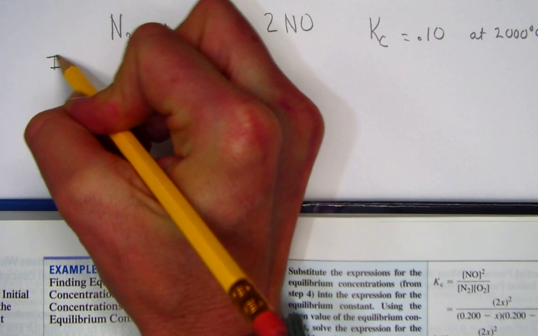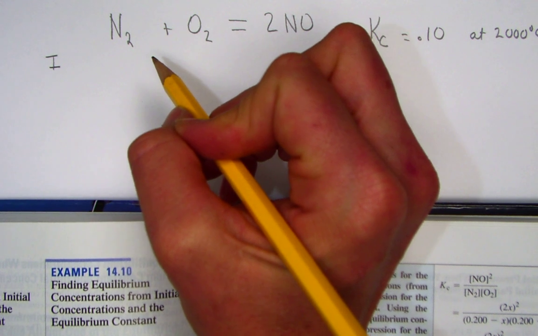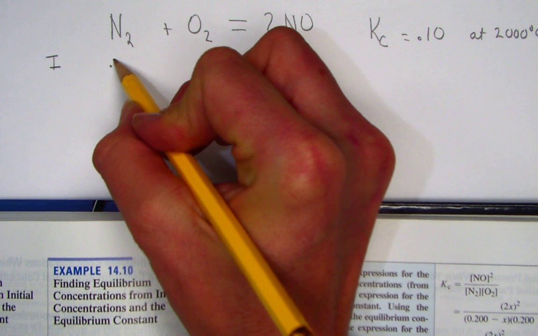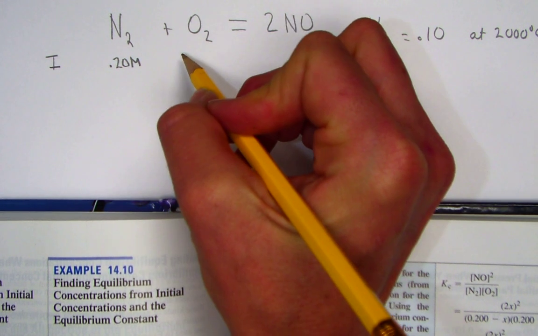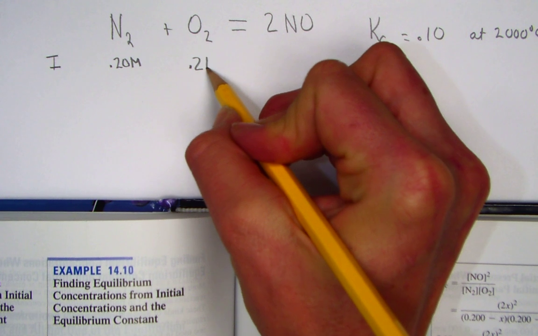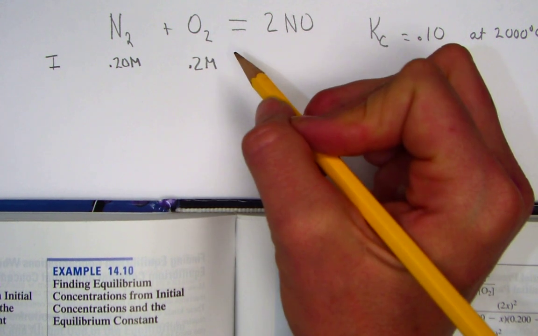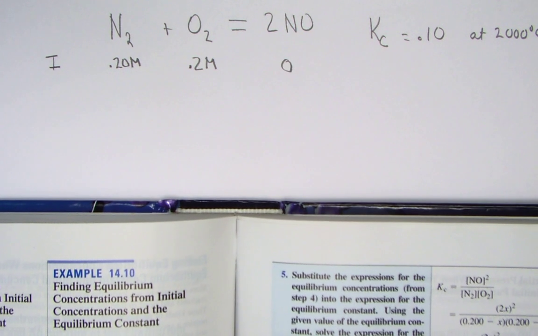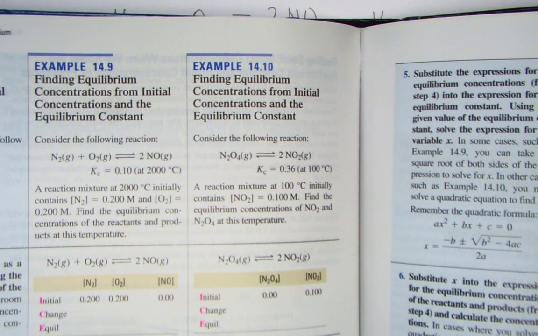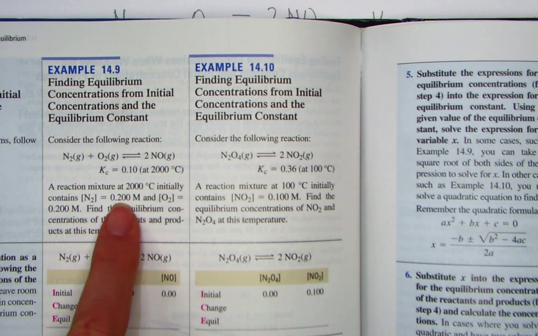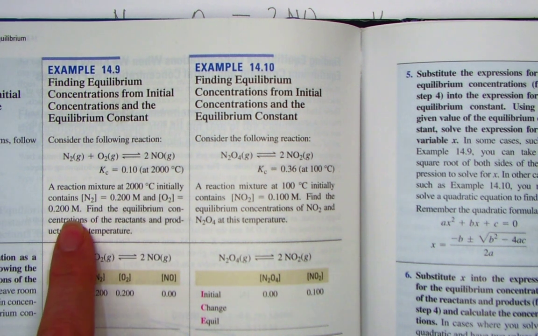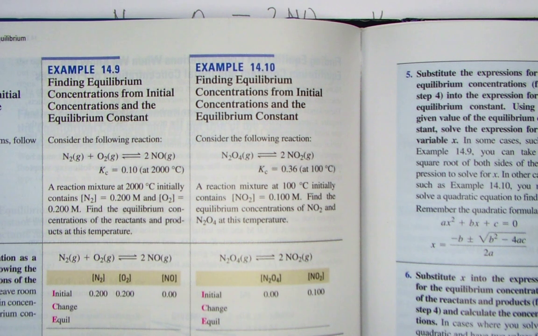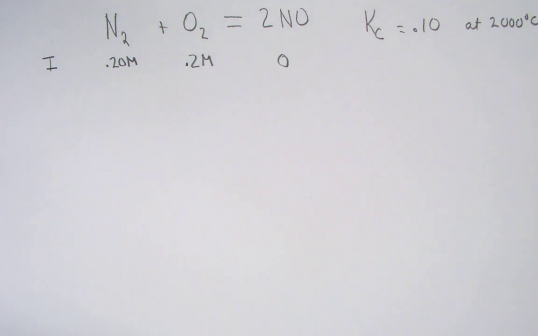So as I create an ICE chart, I stands for initial. The molarity, that's what brackets are. The molarity is 0.2 molar for the nitrogen, 0.2 molar for the oxygen, and 0 for the product. That's the information, and again, just sharing this again: 0.2 molar nitrogen, 0.2 molar oxygen, no product in there. It's asking us to find the equilibrium concentrations for the whole works, reactants and products, at that temperature.